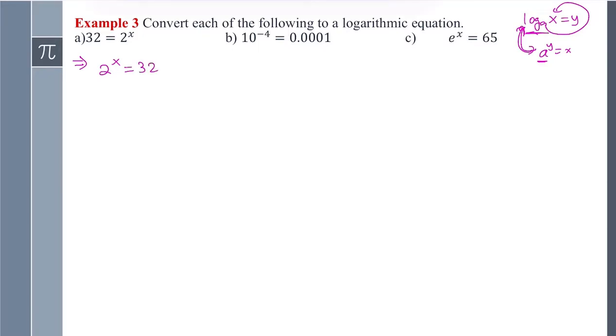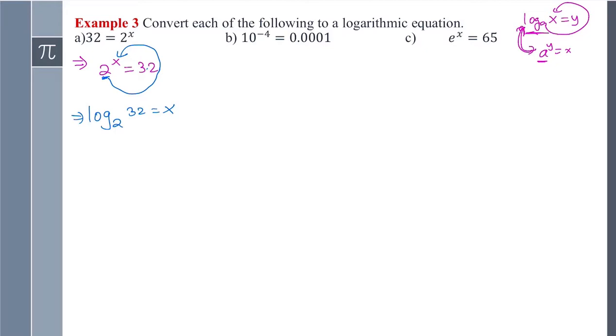Now I just do this. So this is the base, and we go to the next number right here, and then we come back here. So we write log, so I'm just writing log base 2 of 32 equals x. Okay, so that's how we change this one.